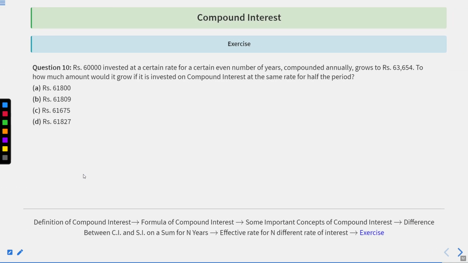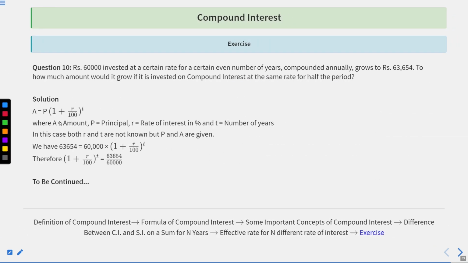Question number 10. Rupees 60,000 is invested at a certain rate for a certain even number of years, compounded annually, and grows to rupees 63,654. To how much amount would it grow if it is invested on compound interest at the same rate for half the period?